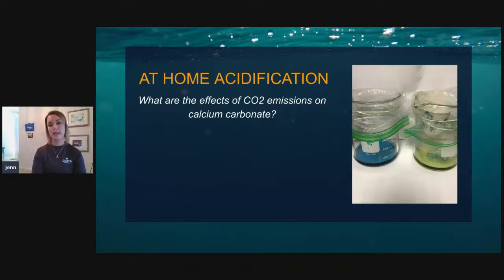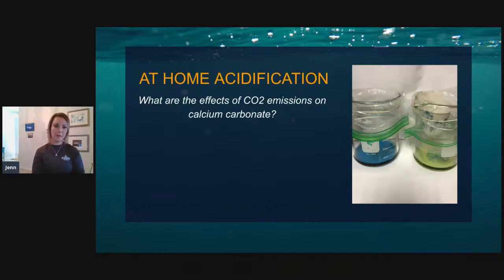That's because it has an indicator solution within it that turns yellow once the carbon dioxide hits it. So you can see on the right hand side, I have a little cup taped into the other beaker. In that cup, we put some baking soda in first and then pour just a little bit of vinegar, and that causes a reaction that releases CO2.